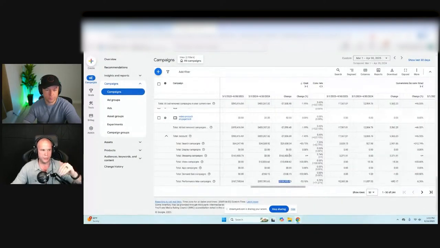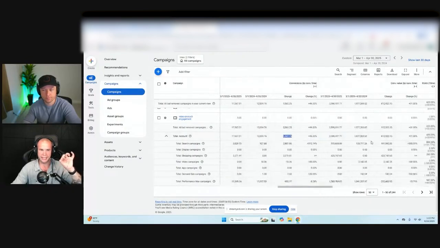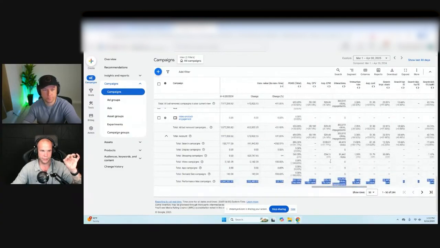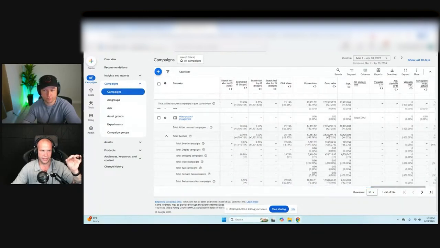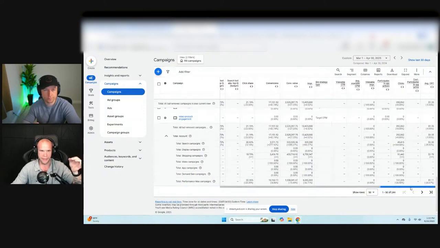So what we're looking at now is a total top line of 1.95% down in cost, and 5,000 more conversions and $612,000 more conversion value. So now our account metrics have a 33% increase in ROAS, a 27% increase in conversion value, and a 42% increase in conversions. Or by time, it even looks better.